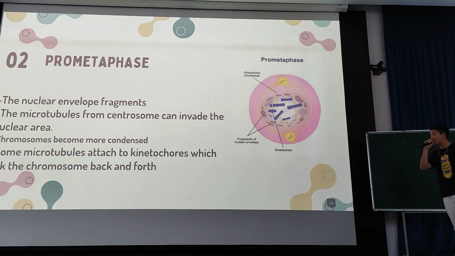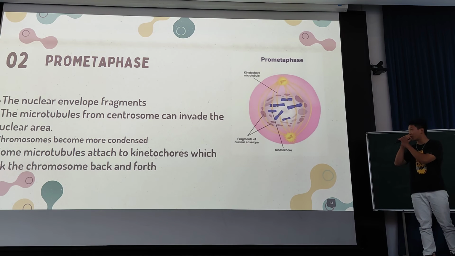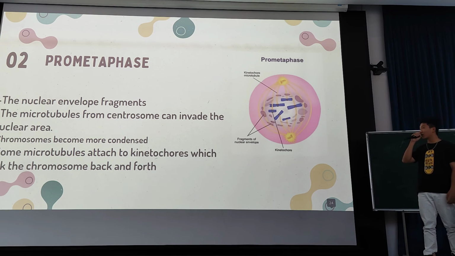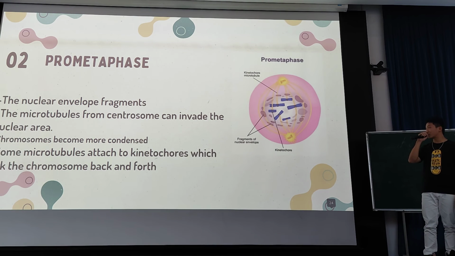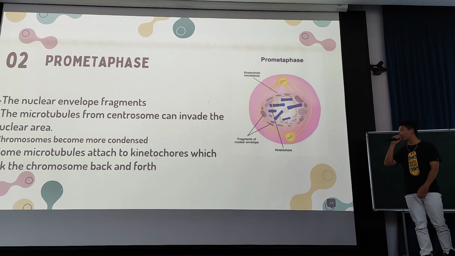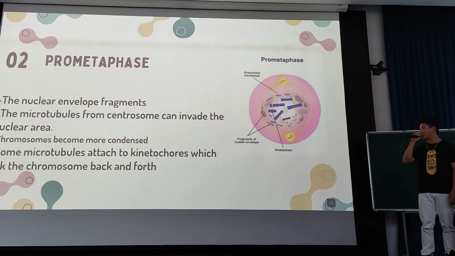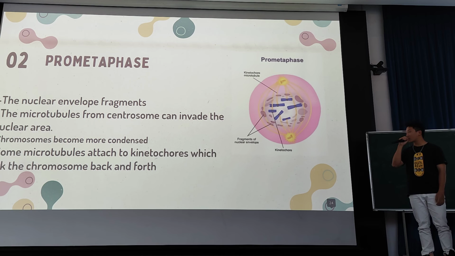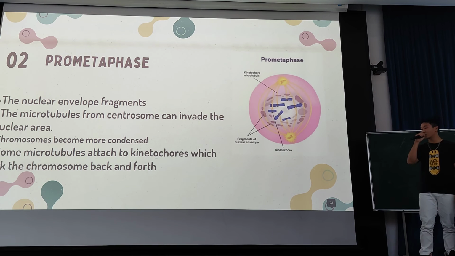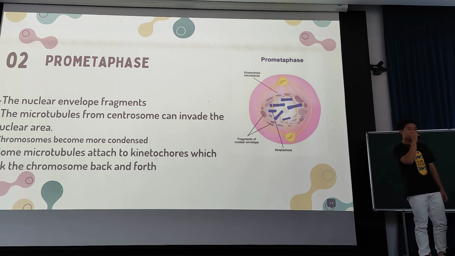And secondly, I talk about prometaphase, the nuclear envelope fragment. The microtubules from centrosome can invade the nuclear area. Chromosomes become more condensed. Some microtubules attach to kinetochore, which jerk the chromosome back and forth.